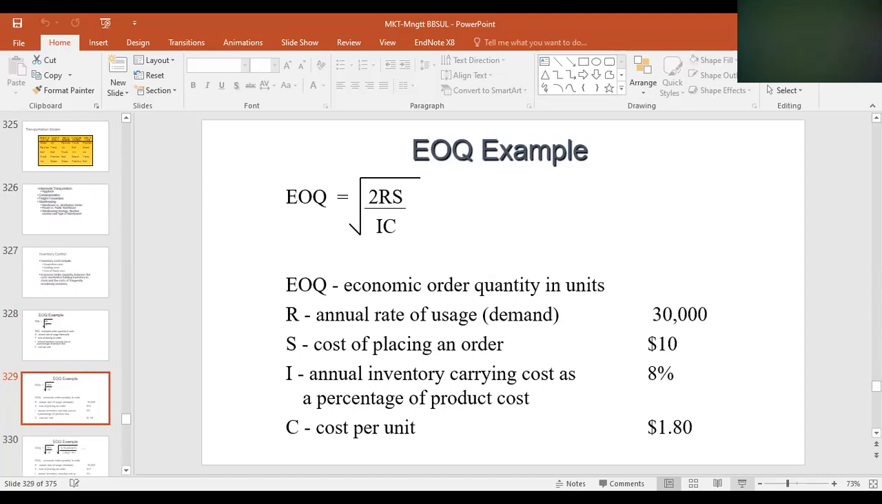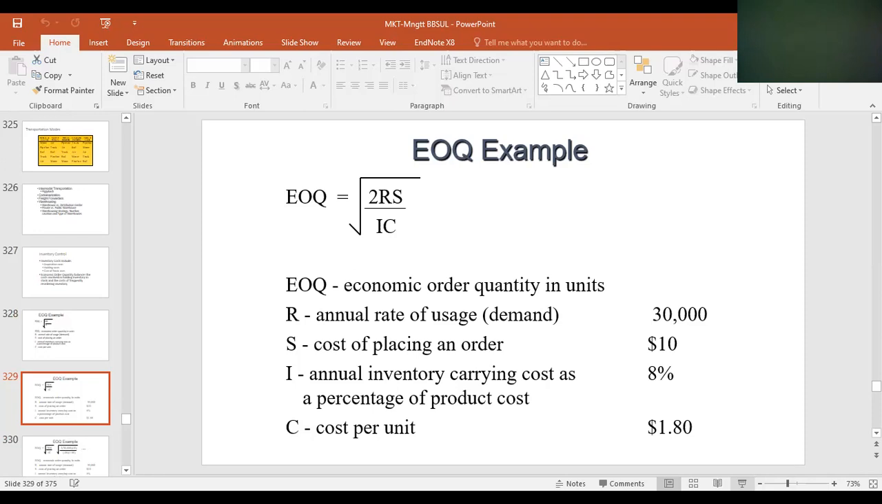Here is an example of economical order quantity in units. Our annual rate of usage, the demand, is 30,000 packs. A pack of any product you take, ciprofloxacin, cephalosporin, ceftriaxone, or any cough syrup. So you have to calculate. First, you see our annual rate of usage. What is the demand from the market? Then you give an order of raw material and prepare the finished good.